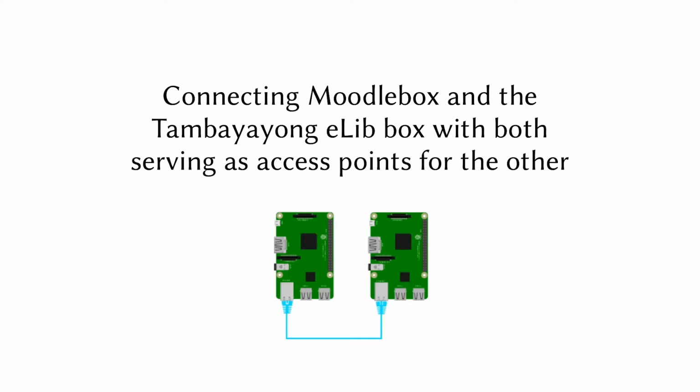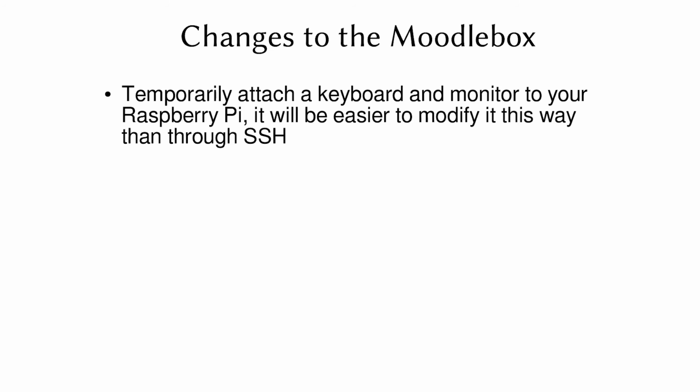So our first solution is connecting two Raspberry Pi together. One is Moodlebox and one is the Tambayayong e-library box. So this is the setup. You merely connect the Ethernet ports via Ethernet cable. What are the changes that we need to do to the Moodlebox? Temporarily, I would attach a keyboard and a monitor to the Raspberry Pi because it's easier to modify it this way than through SSH.